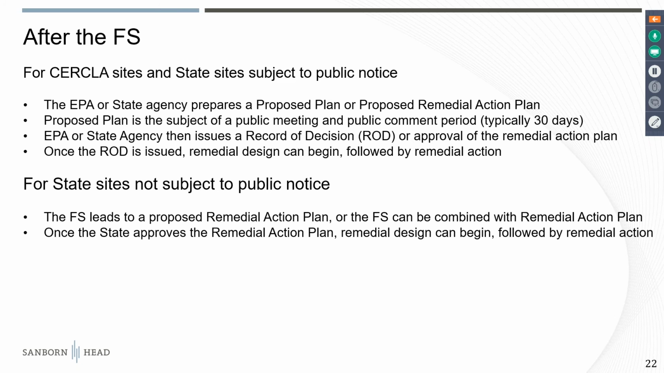So after the FS is completed, depending on whether the site is a public notice type site, certainly CERCLA sites and RCRA sites under RCRA permits are subject to public notice. In these cases, the EPA or the state agency will prepare a proposed plan or a proposed remedial action plan, and this will go out to the public. It's usually a 30 or 60-day comment period, and there'll be a public meeting along the way, and this is the opportunity for the public to make comment on the remedial alternative.